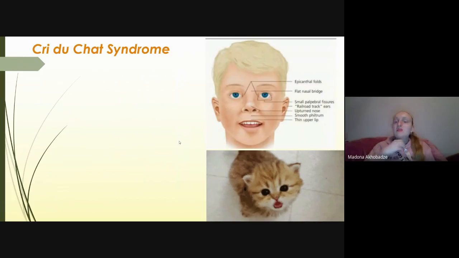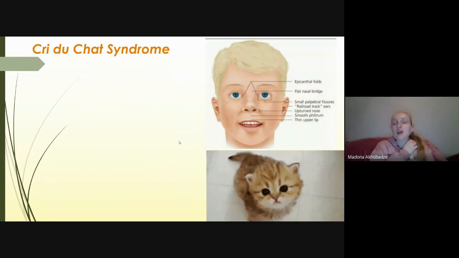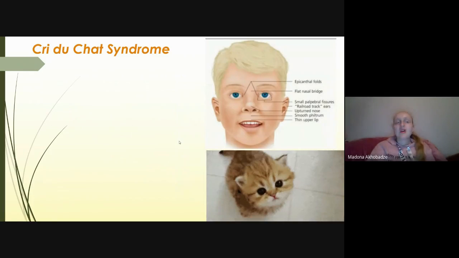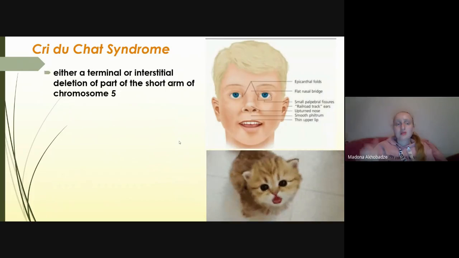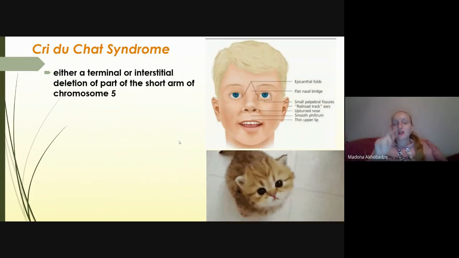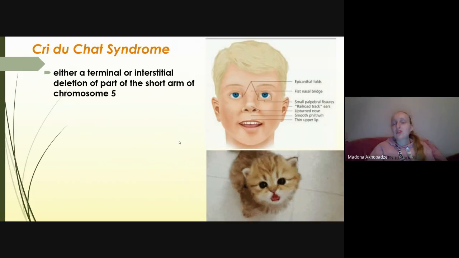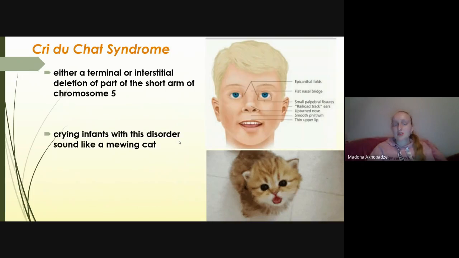And the last one is the Cri-du-chat syndrome. It is not a trisomy, but the reason is the deletion of the short P arm of chromosome 5, a terminal deletion. And why is it called Cri-du-chat? Because the babies cry like a mewing cat, and that's why it's called like this.